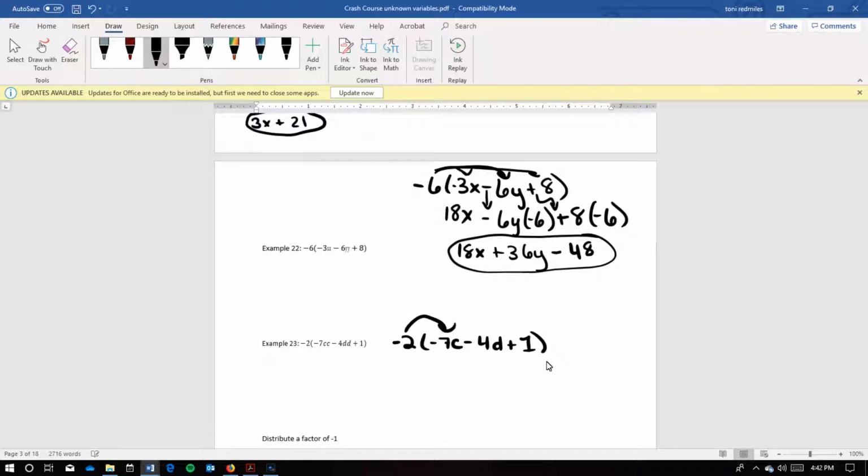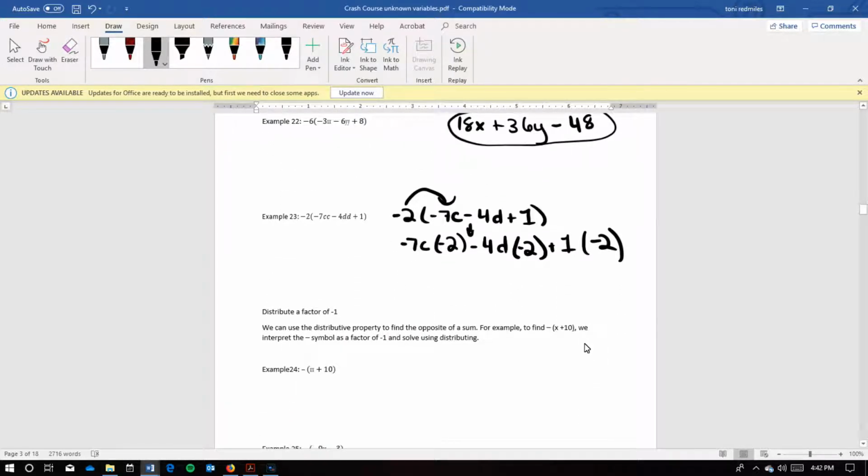All right, so we're going to do negative 7c times the negative 2. Drop down my sign. Negative times the negative 2. Next term times the negative 2. Look, I multiplied everything by the negative 2 because that's also what that parenthesis means, okay? All right, so a negative and a negative make a positive 14c. All right, a negative and a negative make a positive 8d. A positive and a negative make a negative 2. Nothing is like, so we are done.